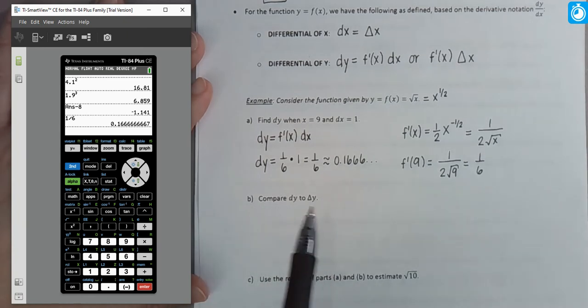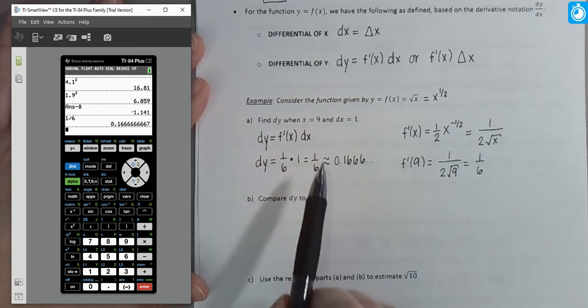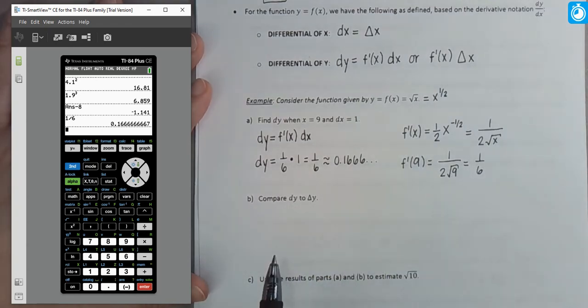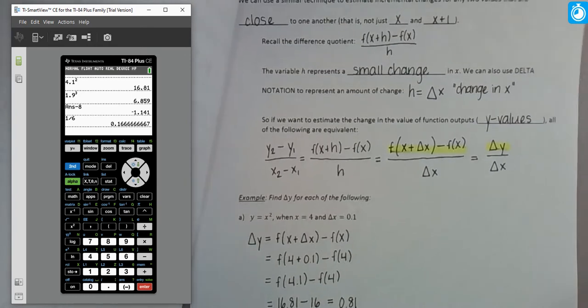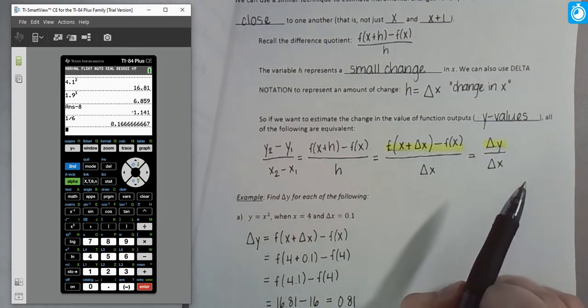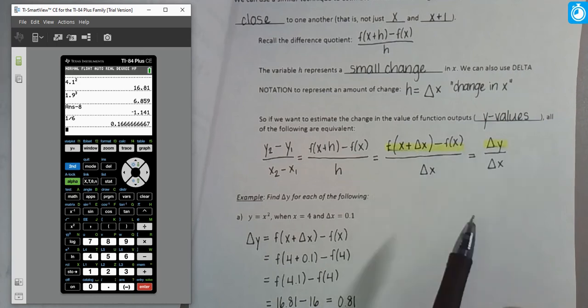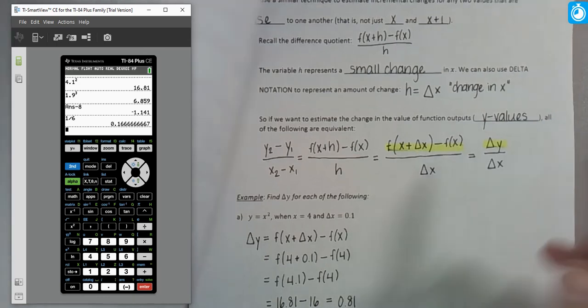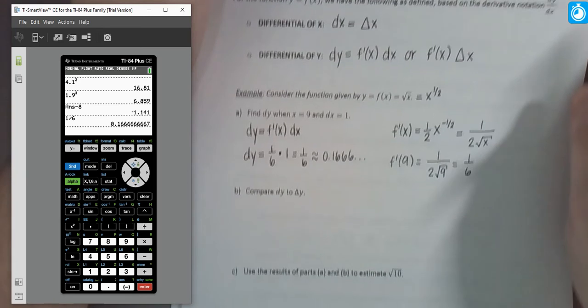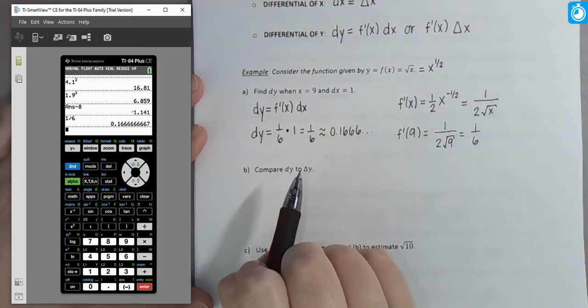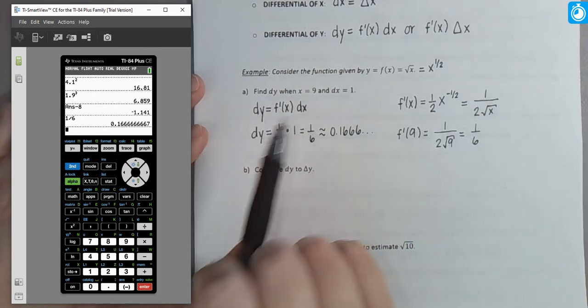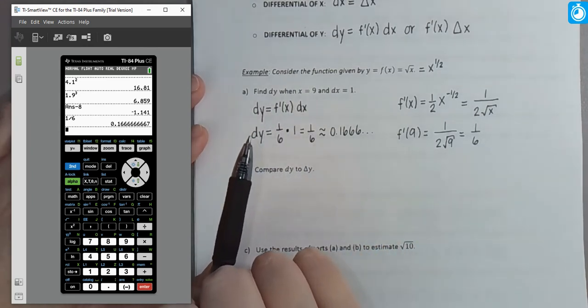Now, next thing, we want to compare dy to delta y. What is delta y versus dy? Well, this is dy, so dy is defined in terms of the derivative. What is delta y? Well, let's flip back over. We defined that as well. Delta y does not involve the derivative. It's just literal change in y to go from one function value to another. So dy uses the derivative. It uses the idea of marginal change related to the derivative. Delta y just takes our function values and then transitions that way.